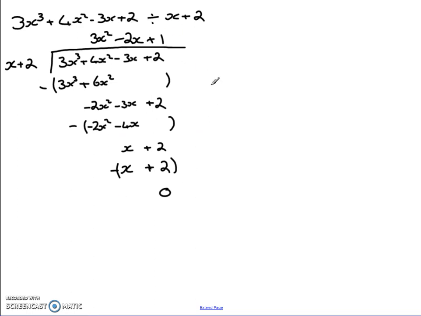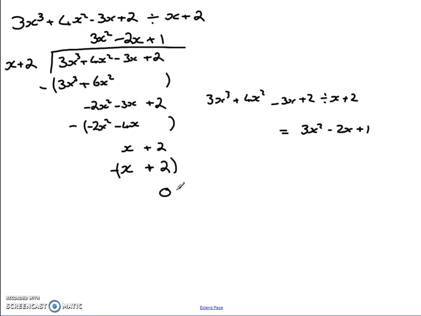So what that means is we're able to say: 3x cubed plus 4x squared minus 3x plus 2, divided by x plus 2, equals 3x squared minus 2x plus 1. Here's the answer for the calculation.